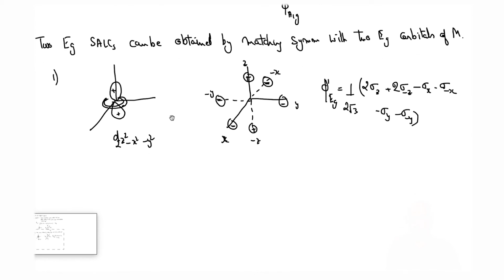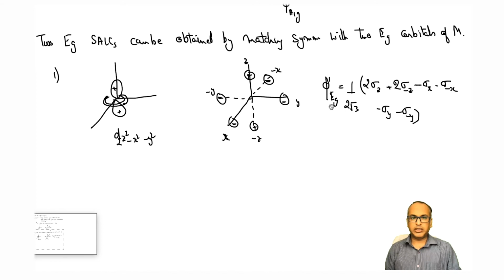Because there are positive lobes along Z and minus Z, we are taking sigma z as positive and sigma minus z as positive. Because there is a negative belt around the x and y transverse plane, we are taking all sigmas along x and y as negative. And the factor of 2 comes because there is 2z square minus x square minus y square, so the coefficient of z square is 2. That means there is more wave function along the z axis as compared to the transverse plane. So to match this, we are taking this.